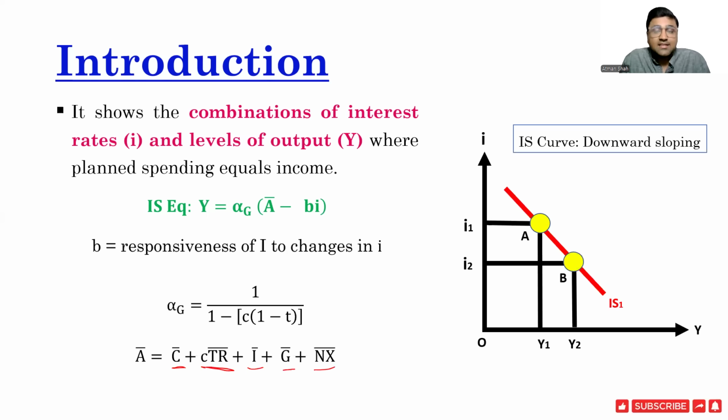And this is our IS curve, which is downward sloping because we have an inverse relationship between the rate of interest and the level of income. So as the rate of interest increases, the level of income will decrease. And if the interest rate decreases, income will increase. So therefore, we have a negative association between I and Y.